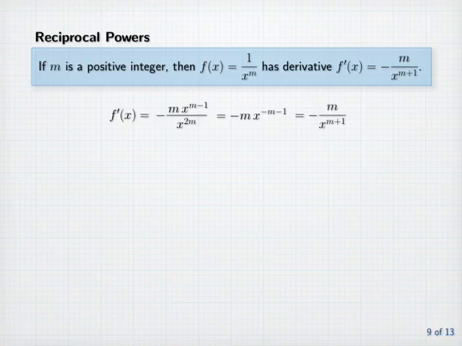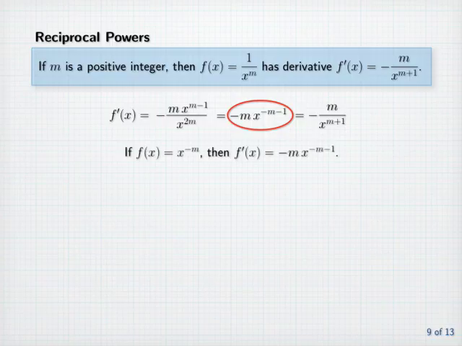Now, look at the next to the last form here. The derivative of 1 over x to the m is minus m times x to the minus m minus 1, which looks very much like the power rule that we're already familiar with. In fact, if we express our function as x to the minus m power, then what this tells us is that the very same power rule works here that works for positive exponents. F prime of x is minus m x to the minus m minus 1 power, which is the same basic rule that says multiply by the exponent and subtract 1 from the exponent.